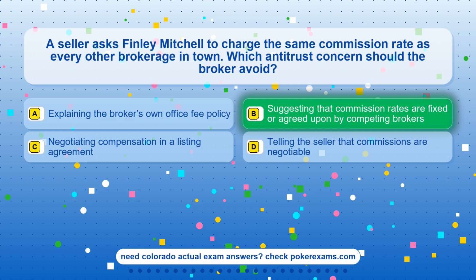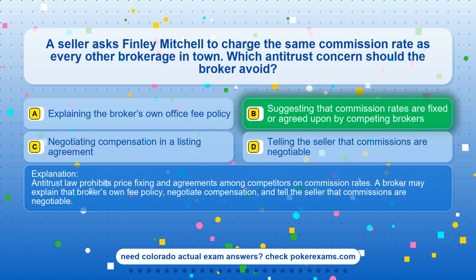The correct answer is option B. Suggesting that commission rates are fixed or agreed upon by competing brokers. Antitrust law prohibits price fixing and agreements among competitors on commission rates. A broker may explain that broker's own fee policy, negotiate compensation, and tell the seller that commissions are negotiable.